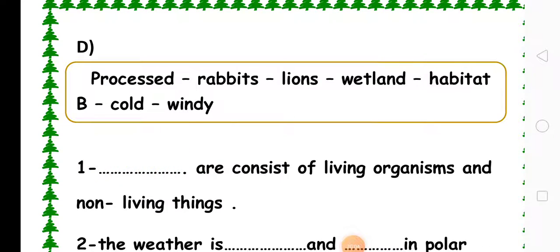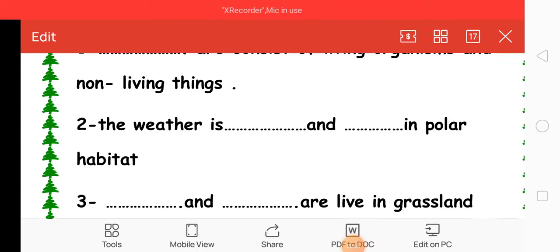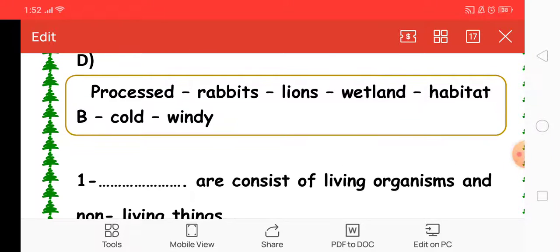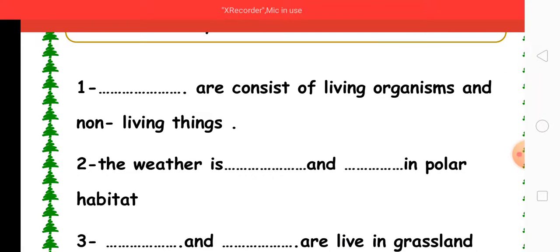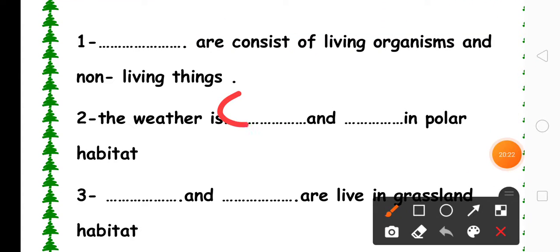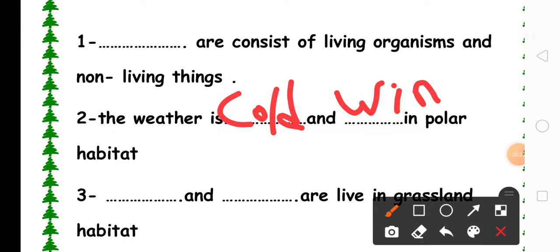Number 2, the weather is what and what in the polar habitat? Yes, the weather is cold and windy. Cold and windy. So the weather is, yes, cold and windy in the polar habitat. Cold and windy. Junior 3.